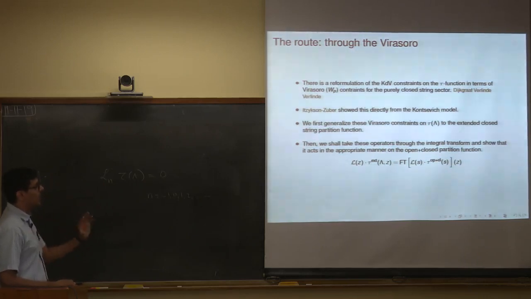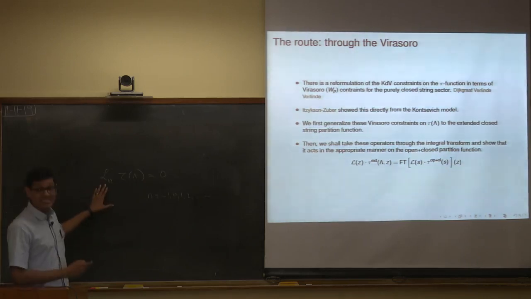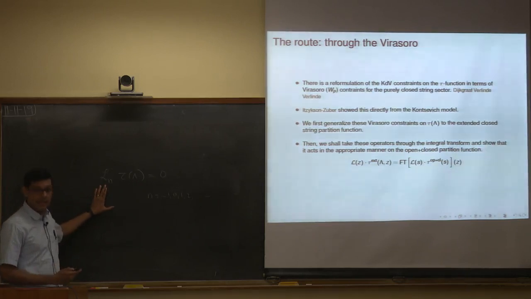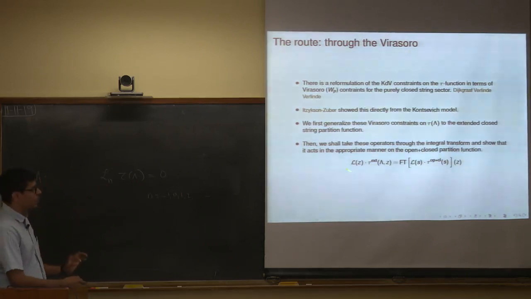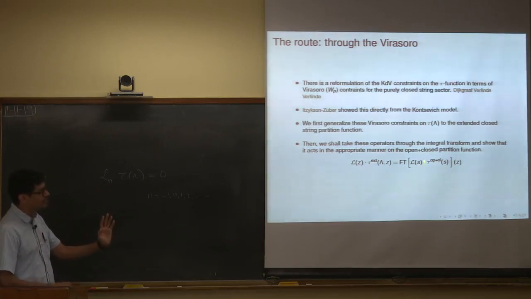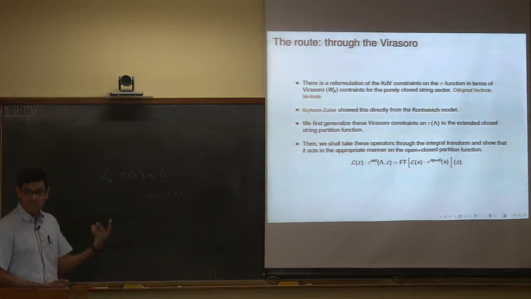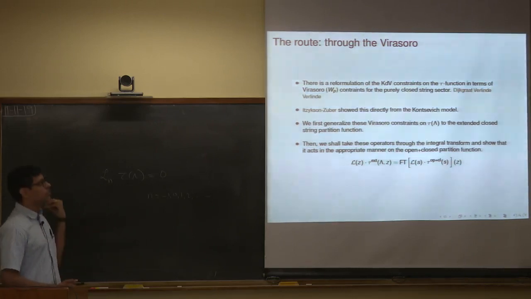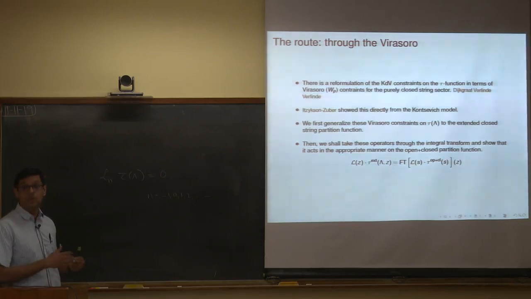We first want to understand how this acts on this extended set. Once we understand how it acts on the extended set, we will push this through the transform into an operator that depends on the open string moduli. And then we'll show that those trivially satisfy the Virasoro algebra. So what we have, therefore, is an open realization of the Virasoro constraints.